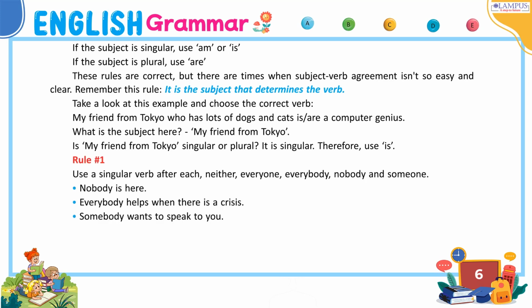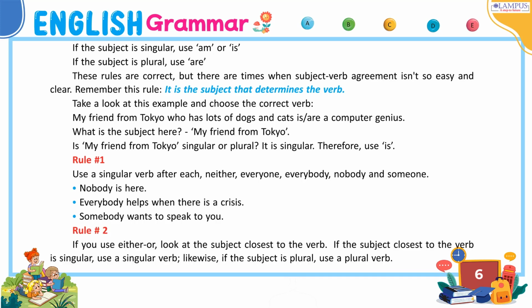Rule 1. Use a singular verb after each, neither, everyone, everybody, nobody and someone. Nobody is here. Everybody helps when there is a crisis. Somebody wants to speak to you.